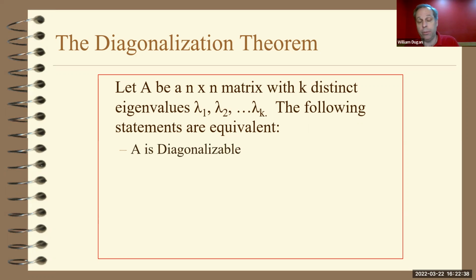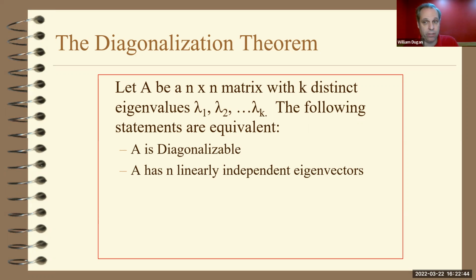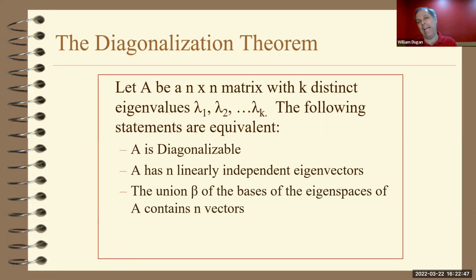The matrix is diagonalizable. The particular matrix has n linearly independent eigenvectors. And then the next one, the one we actually use a lot, is that if you take the union of the bases of the eigenspaces, that has to contain n vectors. That's how we use it all the time. If the union of the bases of the eigenspaces contains n vectors, then the matrix A is diagonalizable. The matrix P is just the matrix of all those eigenvectors. And the diagonal matrix is the diagonal matrix whose entries are the eigenvalues in the corresponding spots. So the first eigenvector goes with the first eigenvalue and so on.